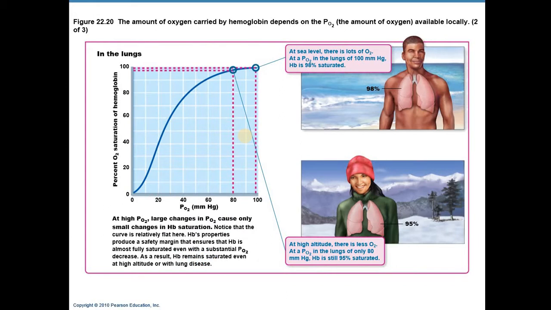So the amount of oxygen carried by hemoglobin depends on the oxygen available. At sea level, there is lots of oxygen. At a partial pressure of oxygen in the lungs of 100 millimeters of mercury, the hemoglobin is 98% saturated. At a high altitude, there is less oxygen. At a partial pressure of oxygen in the lungs of only 80 millimeters of mercury, hemoglobin is only 95% saturated. So the saturation is based on what is actually available.